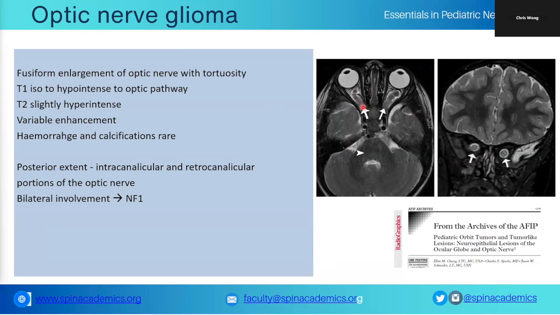Concerning the tissue characterization, it is T1 iso to hypointense to the rest of the optic pathway, and T2 slightly hyperintense. And it shows a variable enhancement pattern. Hemorrhage and calcifications are rare. Posteriorly, it may extend into the optic canal and even more posteriorly to the retrocanalicular portion of the optic nerve. And the optic pathway glioma, on the other hand, can extend into the orbit. So when we have bilateral involvement of optic nerve glioma, we have to think about NF1.